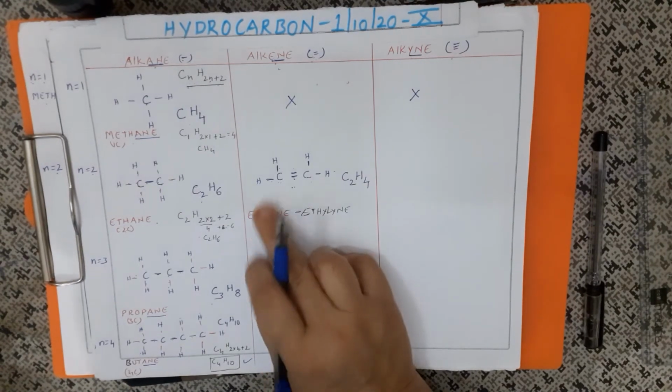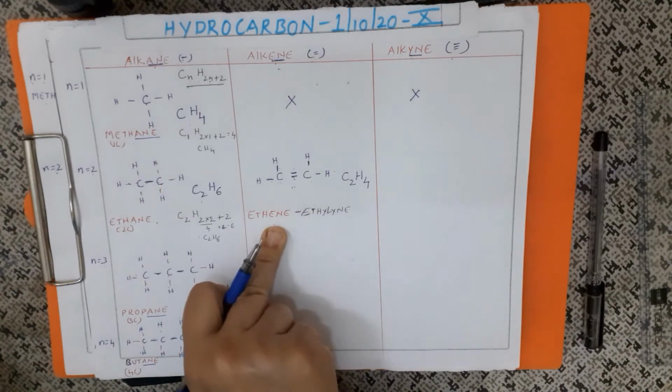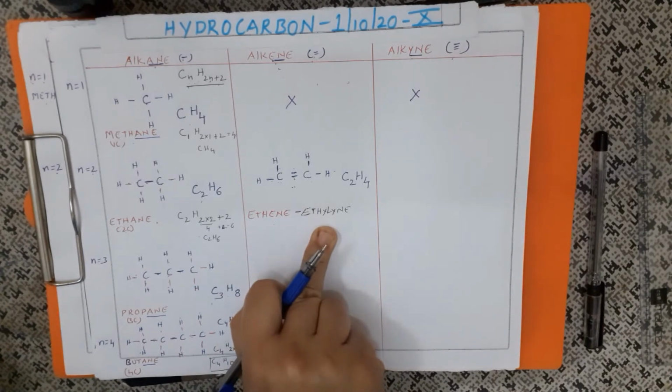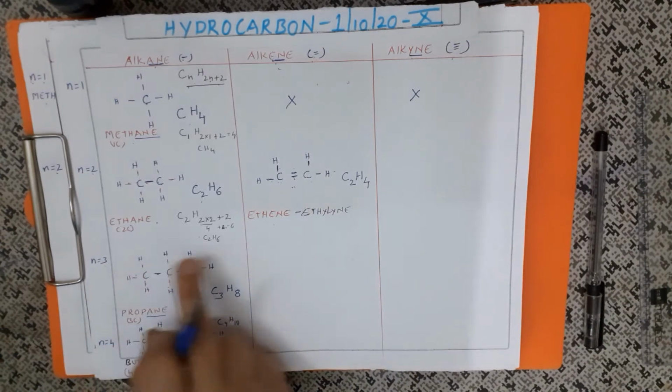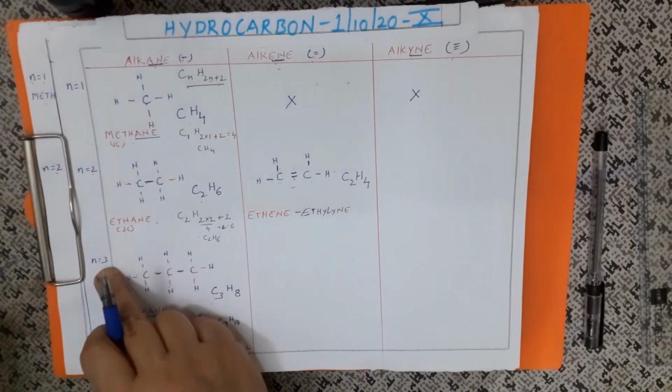So what is the IUPAC name of this hydrocarbon? Alkene, ethene, a 2-carbon hydrocarbon, but commonly it is called what? Ethylene. Fine, children. Now let us go to the next hydrocarbon with the 3 carbons.